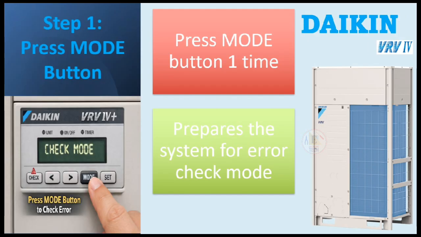Error code checking procedure. Step 1. Mode button operation. First, locate the control interface on the outdoor PCB. Press the mode button once. This action initiates the diagnostic selection mode on the controller.